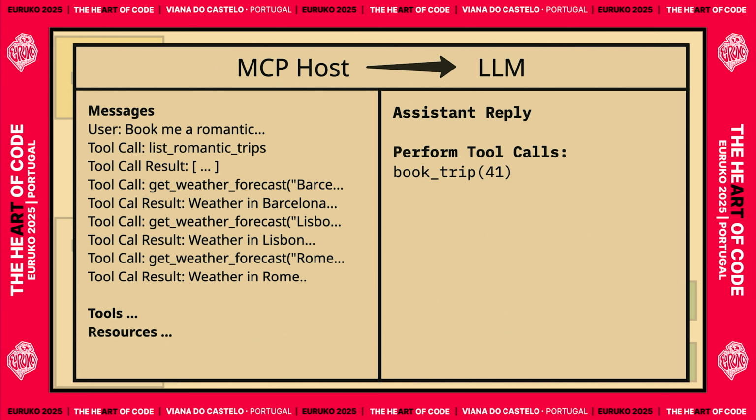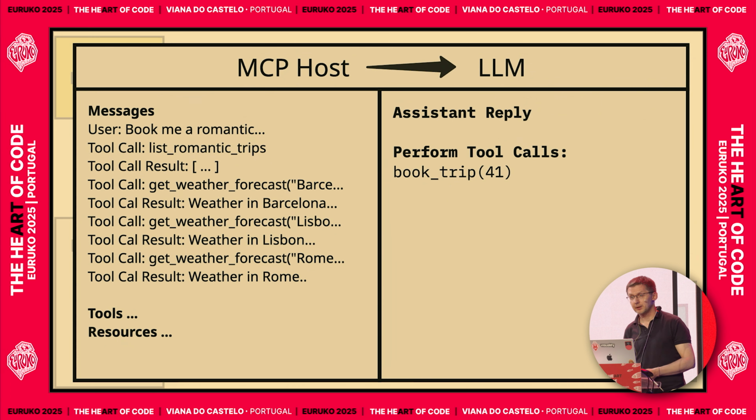And finally, host application sends the previous conversation plus the weather forecasts to LLM, and this time a success. LLM says to call book trip tool with ID 41. That's Viana do Castelo. The example ends here, it should continue for 2 iterations, where finally we would provide the user with an understandable answer, but we got the gist.